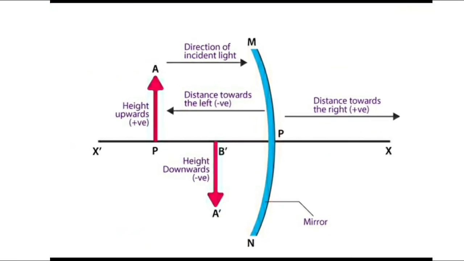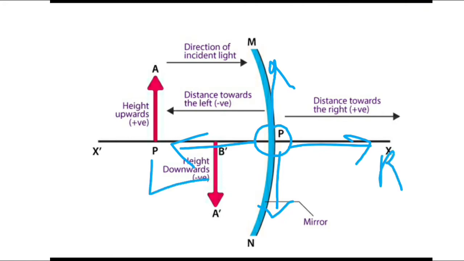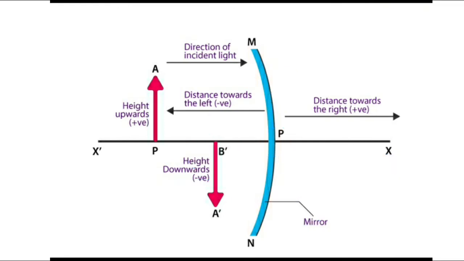Suppose in this diagram we consider this pole as the origin. Then we have four directions again: right, left, up, down. When we measure any value from the pole to the right, we have to take it as positive, and when we measure it from the pole to the left, we have to take it as negative.